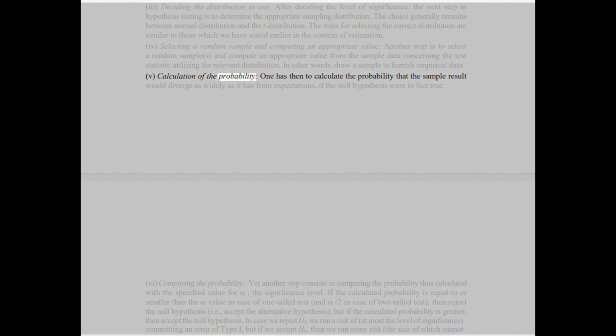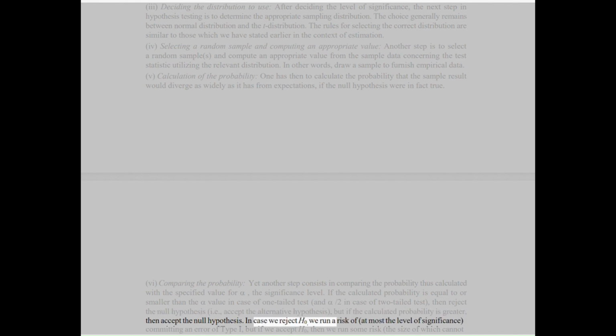5. Calculation of the probability. One has then to calculate the probability that the sample result would diverge as widely as it has from expectations if the null hypothesis were in fact true. 6. Comparing the probability. Yet another step consists in comparing the probability thus calculated with the specified value for the significance level. If the calculated probability is equal to or smaller than the value α in case of one-tailed test and α/2 in case of two-tailed test, then reject the null hypothesis, i.e., accept the alternative hypothesis, but if the calculated probability is greater, then accept the null hypothesis.